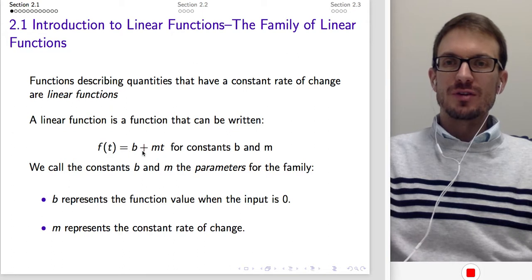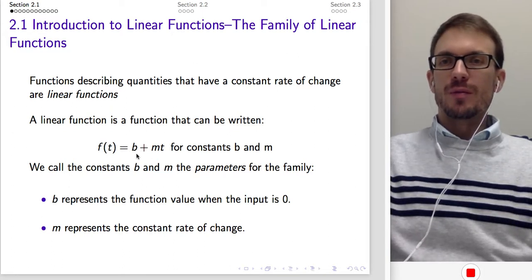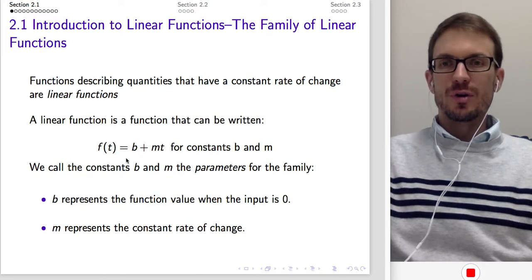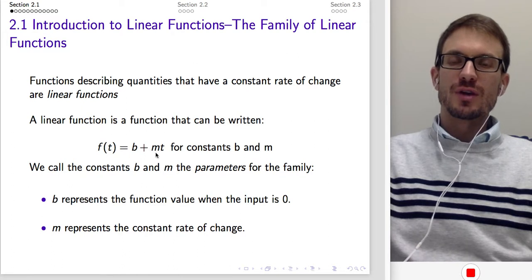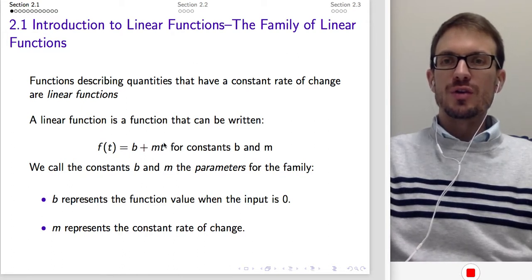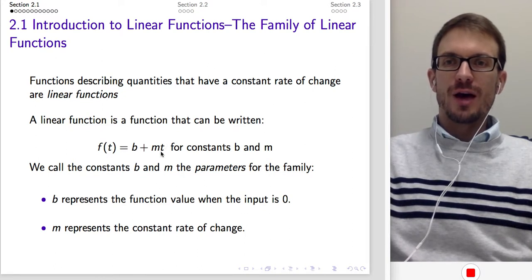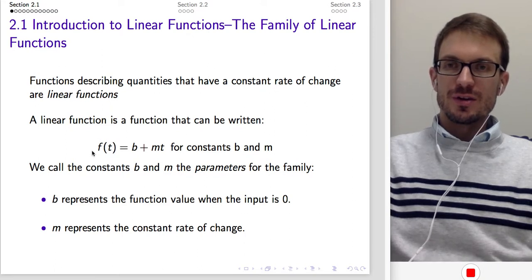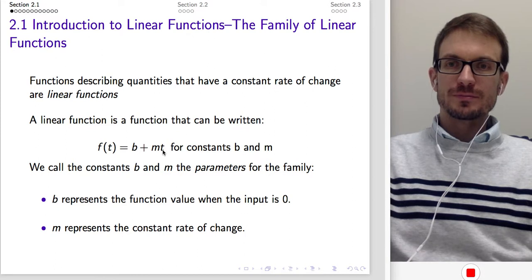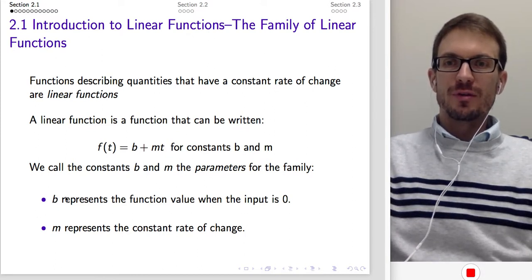So f of t is equal to b plus m times t for some constants b and m. Well, b here is just our intercept. This is where the line crosses the vertical axis, and this m captures the contribution of a 1 unit change in t. How do we know that t is our independent variable? Well, this is a function of t, so our dependent variable is a function of the independent variable t.